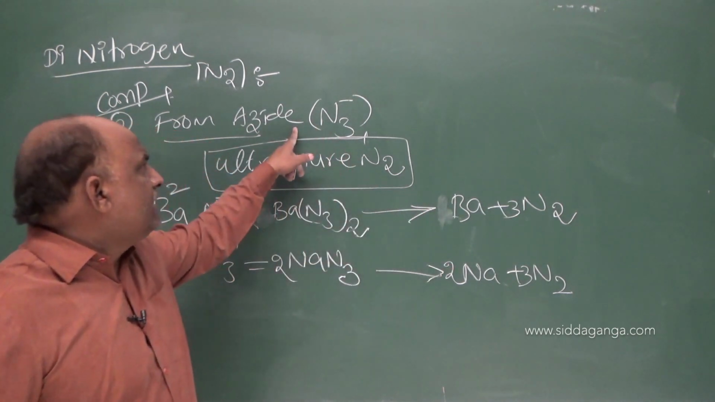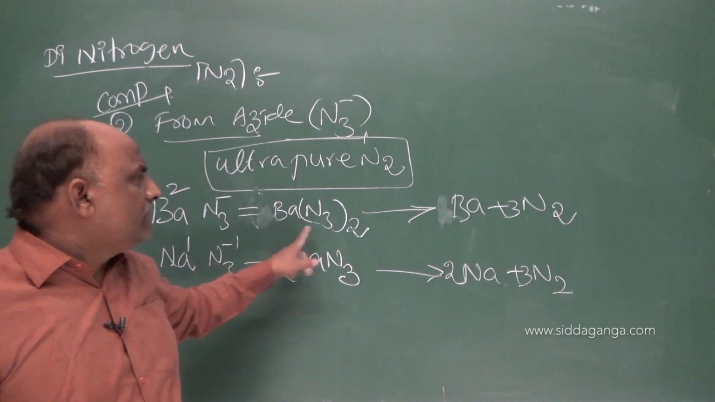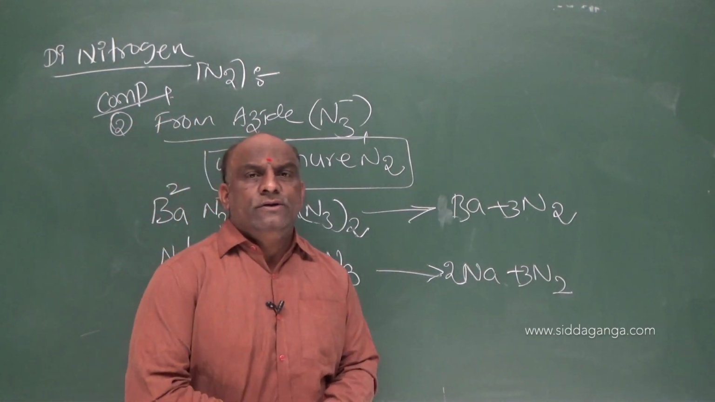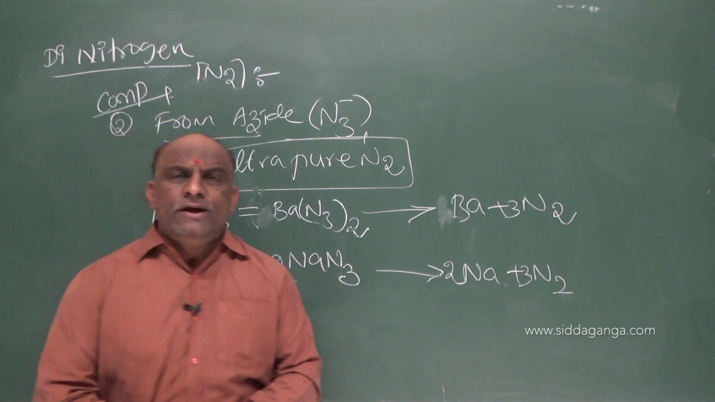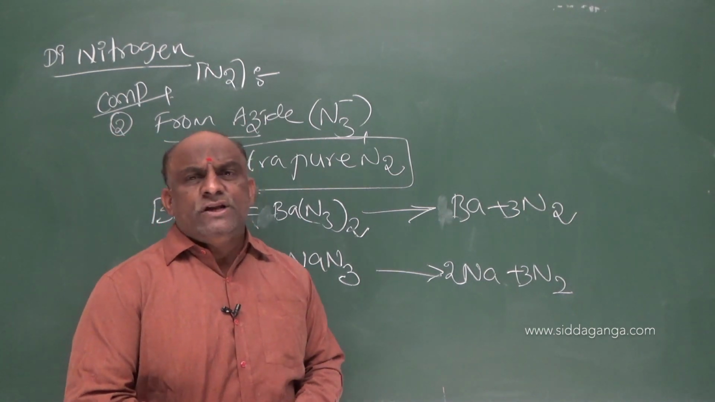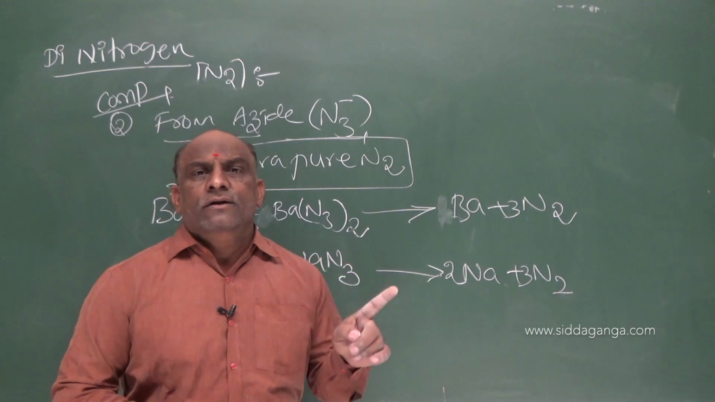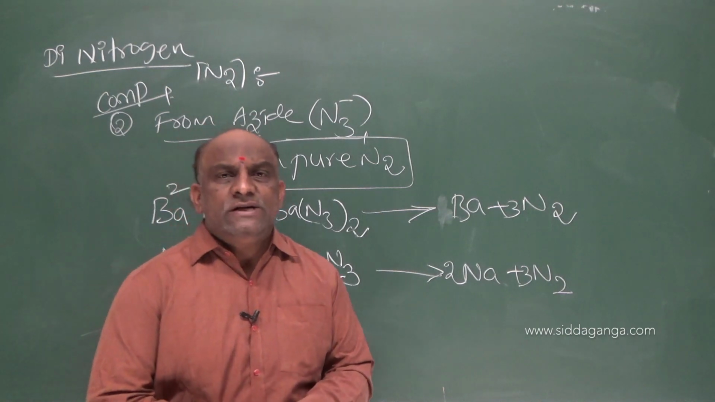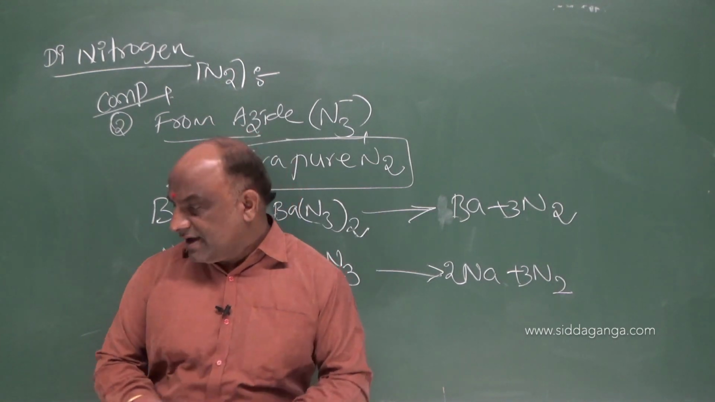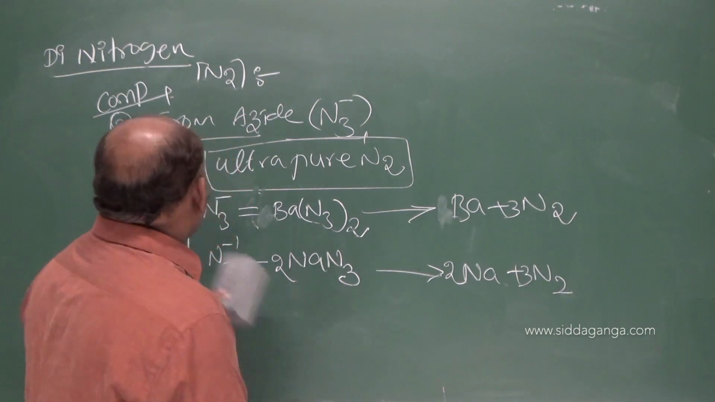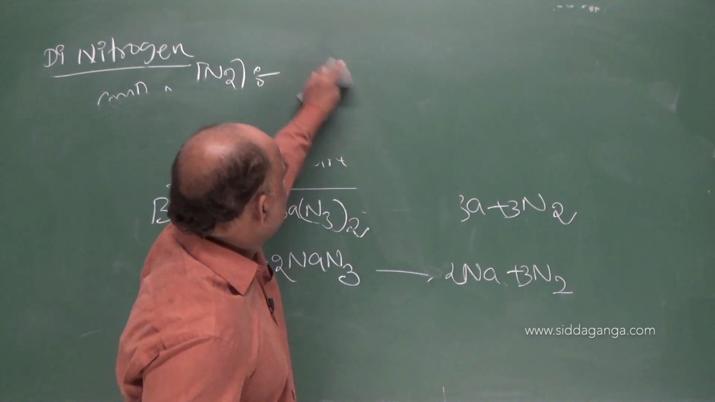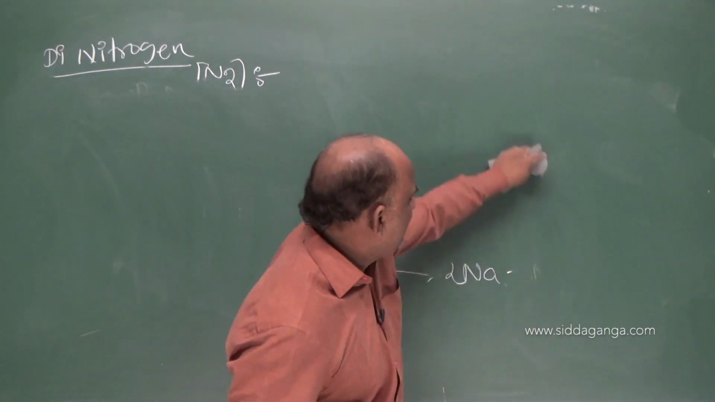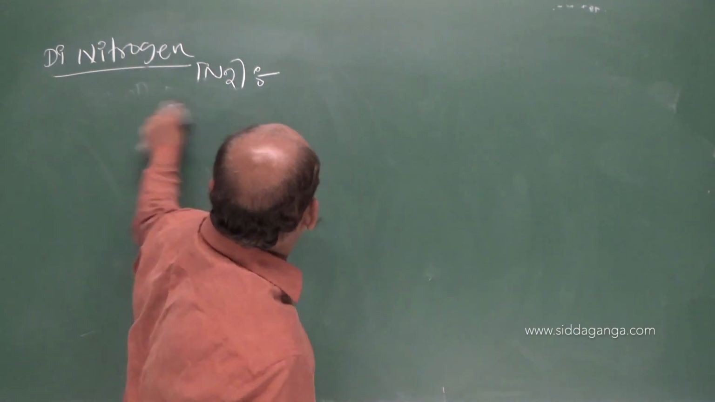Thermal decomposition of azide leads to the formation of dinitrogen. Thermal decomposition of ammonium nitrite gives dinitrogen. Thermal decomposition of ammonium dichromate gives dinitrogen. Thermal decomposition of ammonium nitrate does not give dinitrogen; from ammonium nitrate we get laughing gas. What is the formula of laughing gas? N2O is laughing gas. If a question is given like this, don't get confused, because these reactions are interrelated.